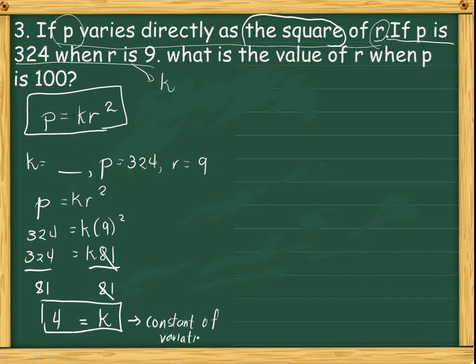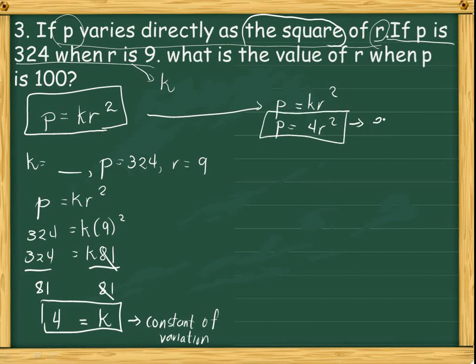At kapag kinopya natin yung equation, p is equals to kr squared, at sinubstitute natin yung value ni k, which is 4, ang tawag naman natin dito, p is equals to 4r squared, is equation of variation. Now, pero ang pinaka-goal natin is hanapin yung value ni r. Ano daw yung value ni r kung si p daw ay 100?